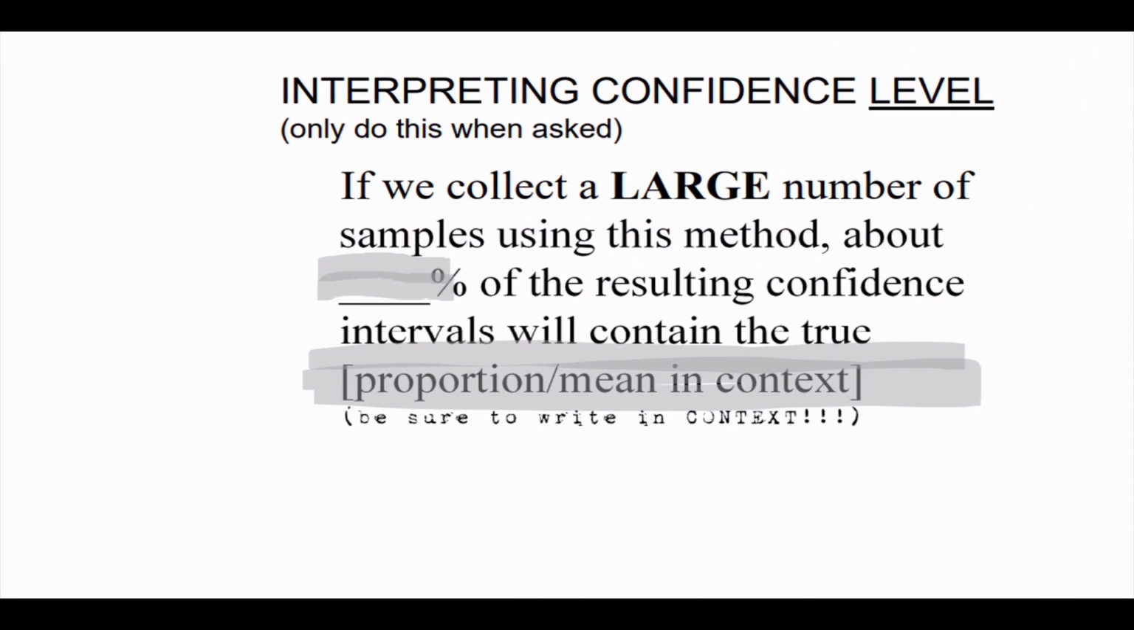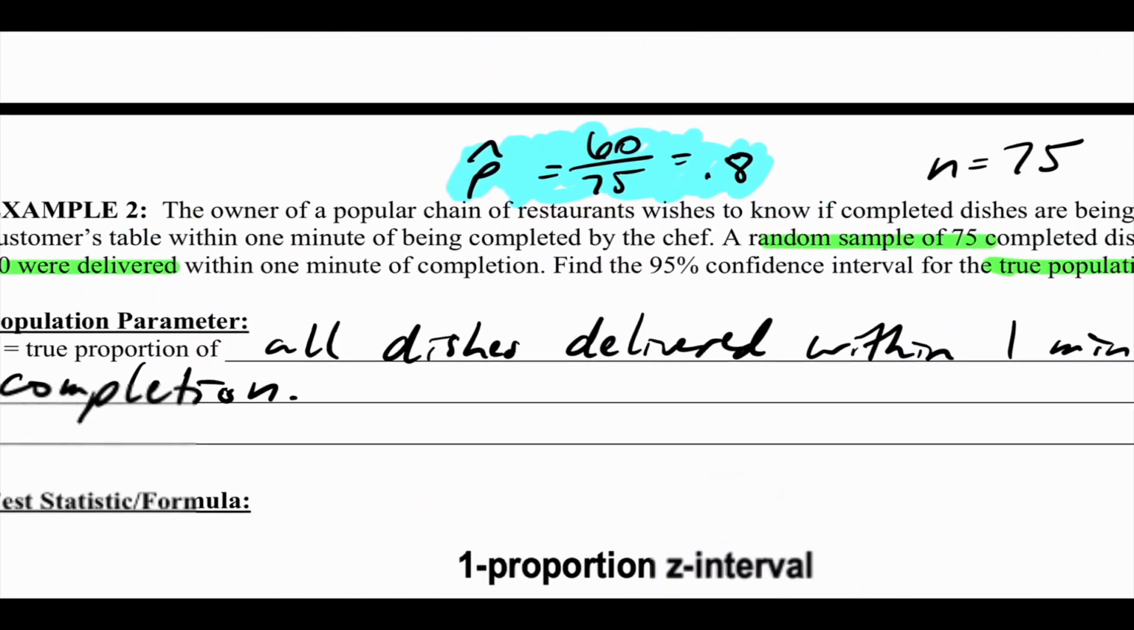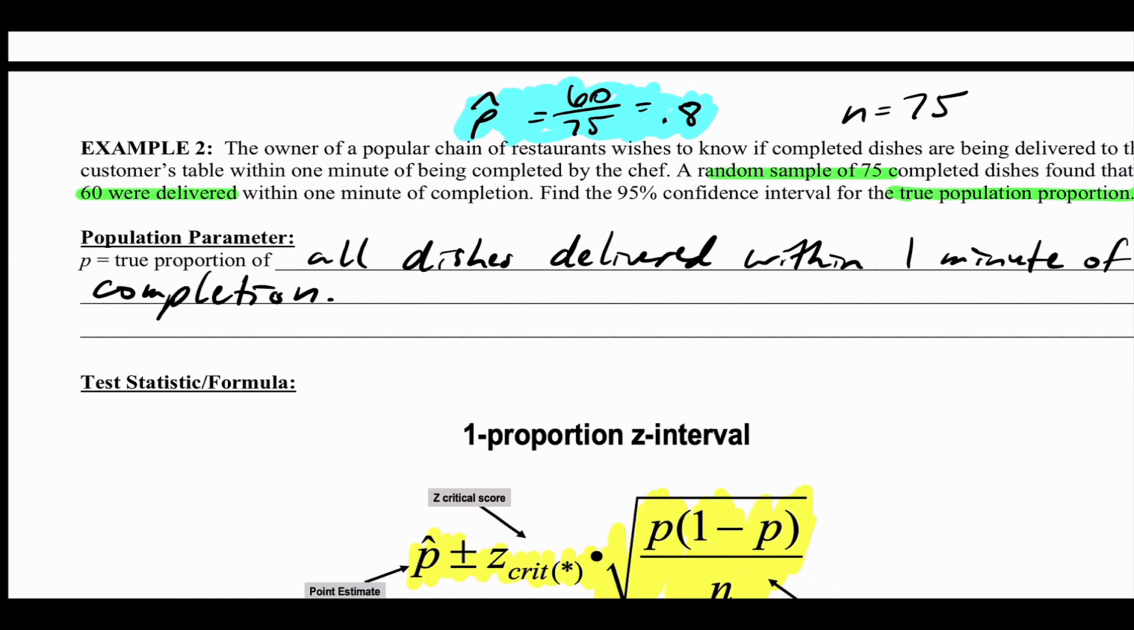Now, the only time we need to interpret confidence level is if they ask us specifically to interpret the level. If we do, you can use this sentence frame. Rarely will they do it, but I always put it on there just in case. So if you're going to interpret 95%, what does 95% mean? What that means is if we collect a large number of samples using this method, about 95% of the resulting confidence intervals will contain the true proportion of all dishes delivered within 1 minute of completion.